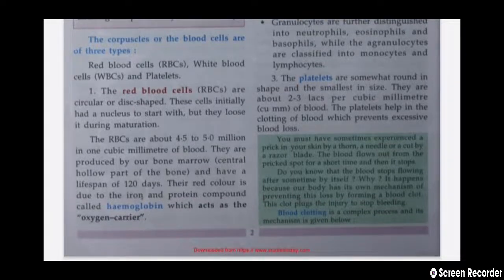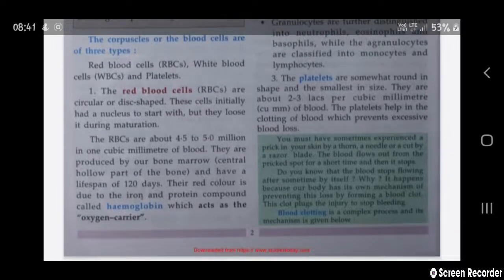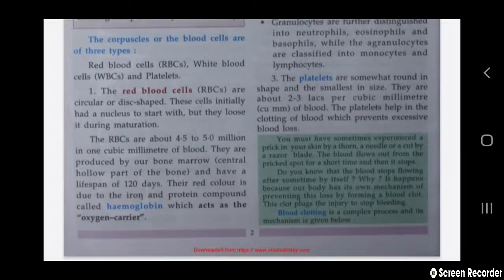Next, the corpuscles or the blood cells. They are of three types: red blood cell, white blood cell, and platelets. First let us know about the red blood cell. Red blood cells are disc shaped.